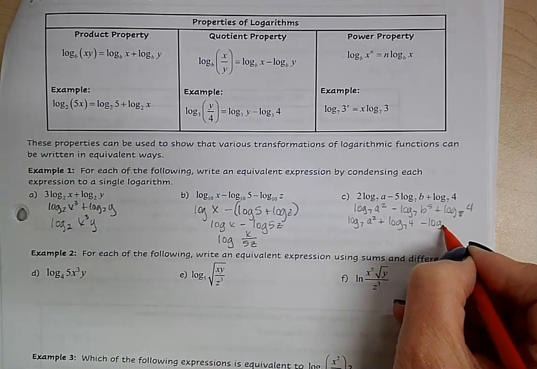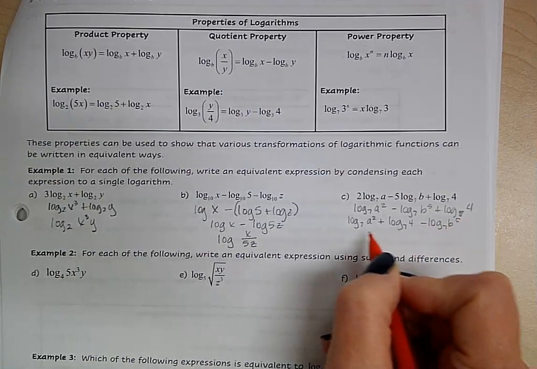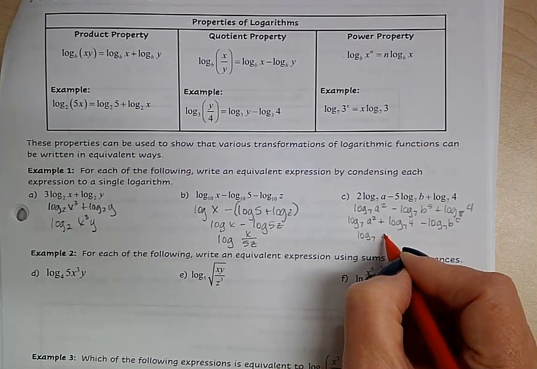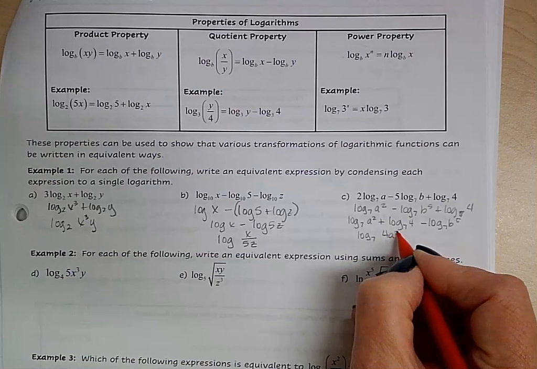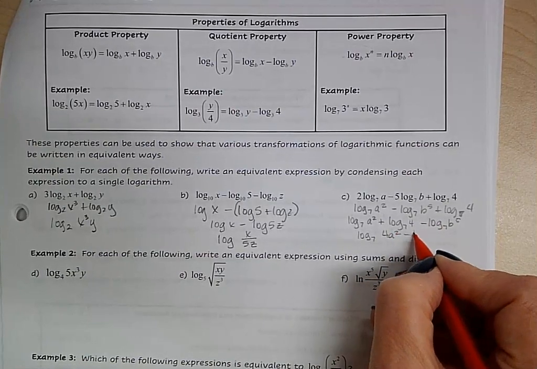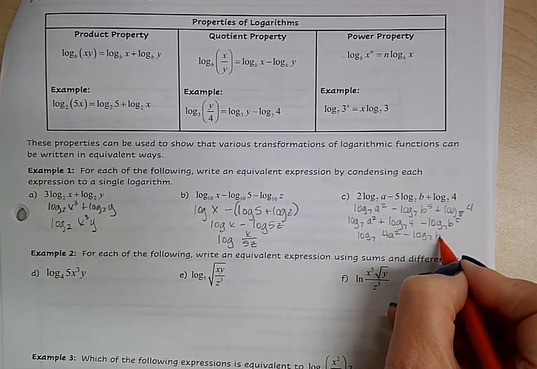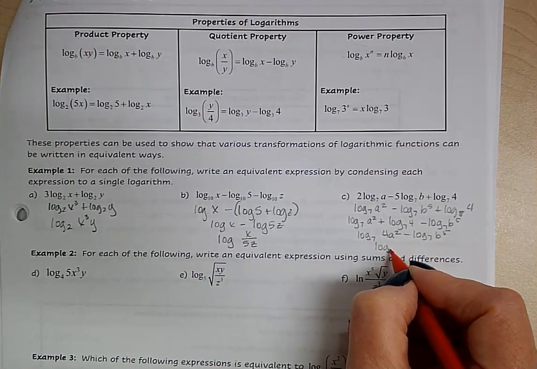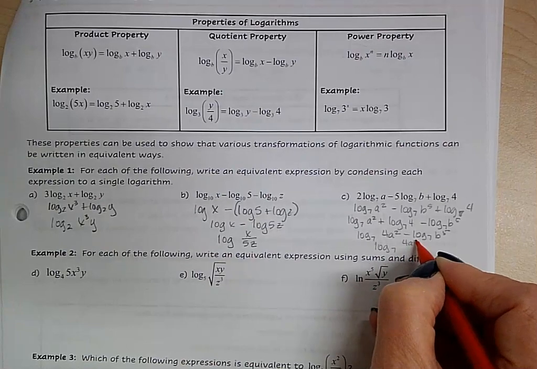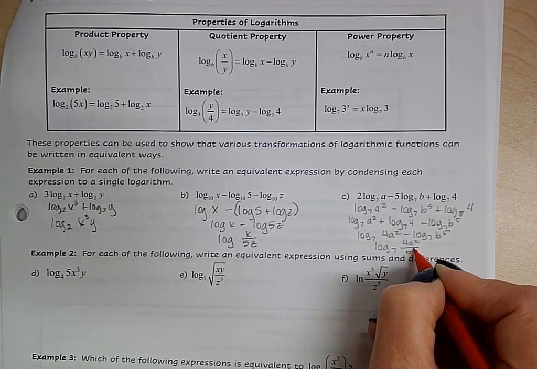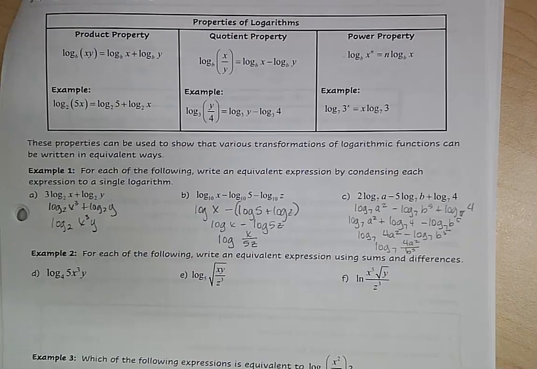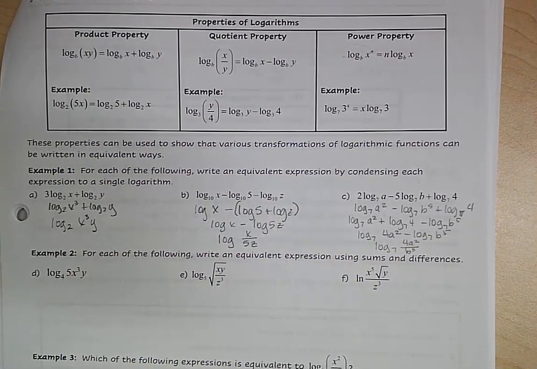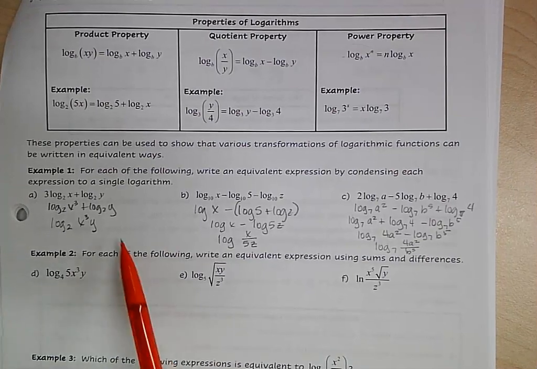Minus. My addition becomes multiplication, so I'm going to get log base 7 of 4 times a squared minus log base 7 of b to the 5th. Subtraction turns into division, so I get log base 7 of 4a squared over b to the 5th. So that's when we take our expression and we condense it so that we're in a single logarithm.